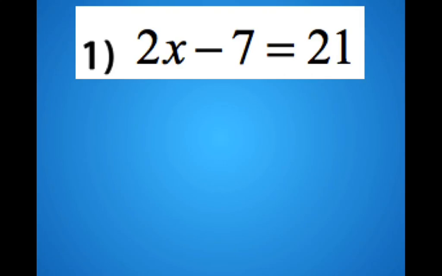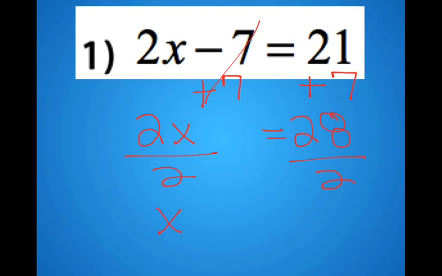First one, I'm going to add 7 to both sides. That'll cancel out, so that'll leave 2x equals 28. And then divide by 2. So x equals 14. You can pause on any one of them if I go too fast.